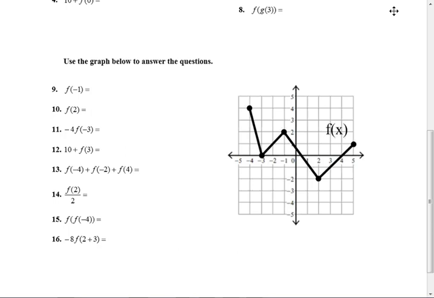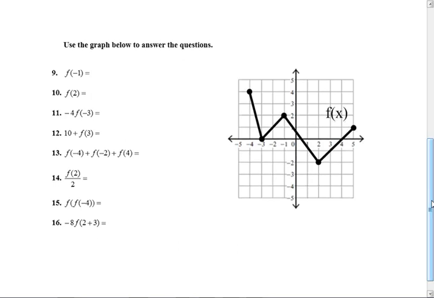Okay, f of -1. What's the x value here? X equals -1. It's asking you for the ordered pair. It's asking for the y. So when x is -1, what's the y value? 2. That's it. That's the answer. Yeah. Zach, do you understand how to do this problem? Oh, I get it now.